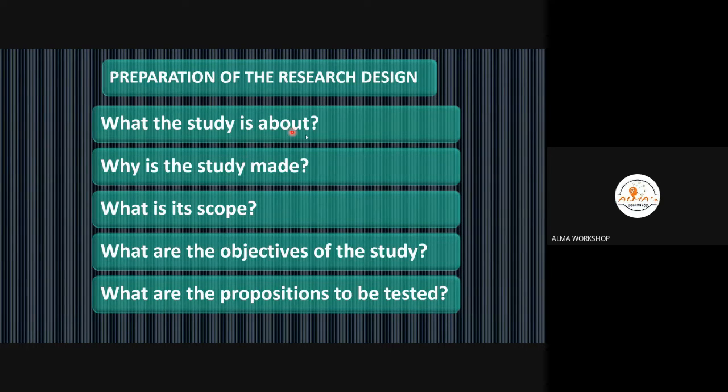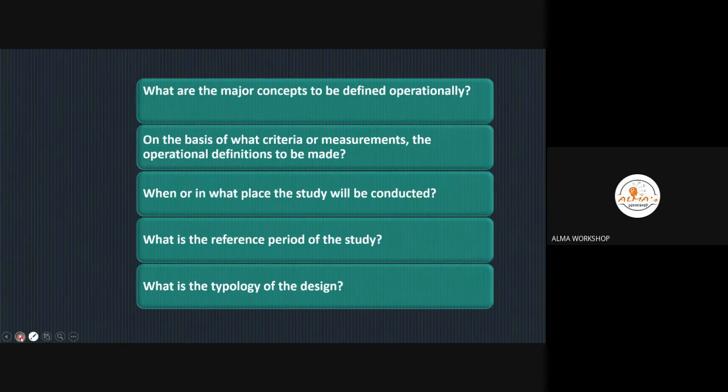So how do you prepare the research design? You just question yourself, what is the study about? Why is the study made? What is the scope of the study? What are the objectives of the study? What are the propositions to be tested? Propositions are nothing but your hypothesis that you are going to frame. Already for the survey, you have framed the hypothesis, I think so. And what are the major concepts that are defined operationally? Operationally, for your research, we have the operational definition in research that is very, very important, which is misunderstood by almost all the researchers. Just try to find out what is operational definition in research.